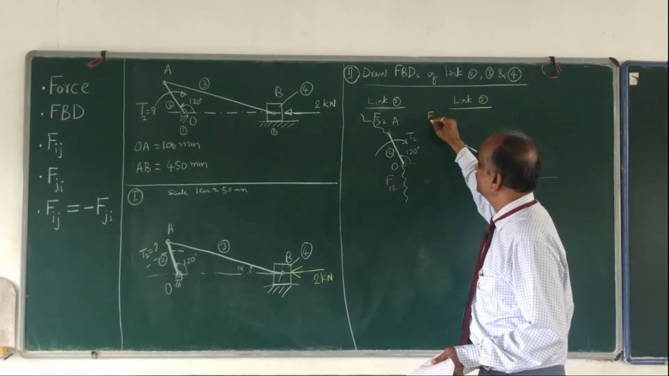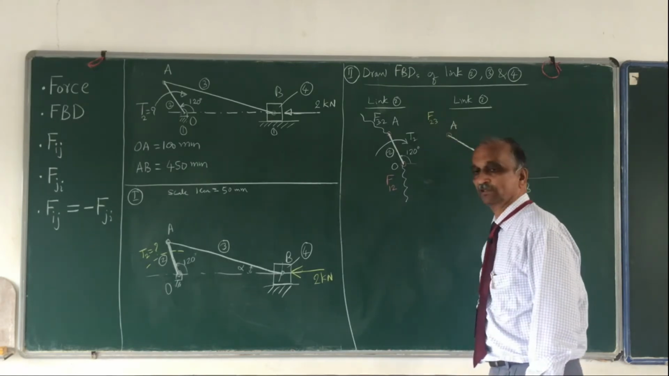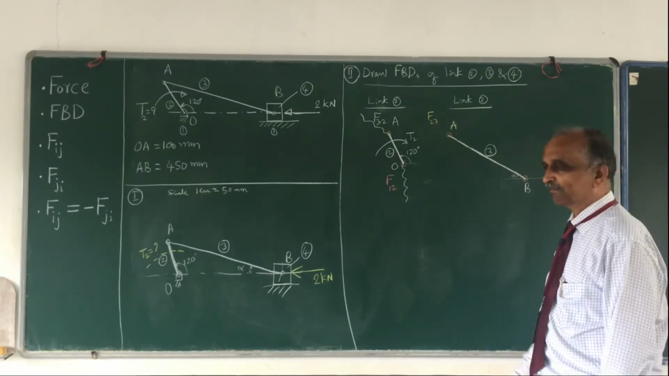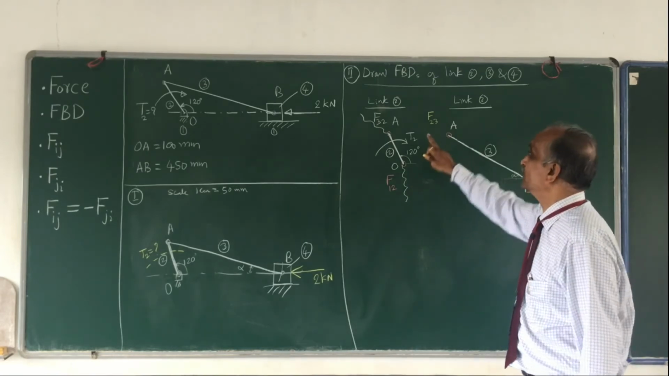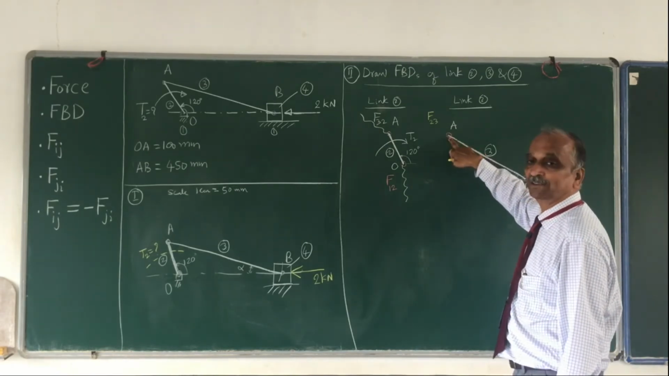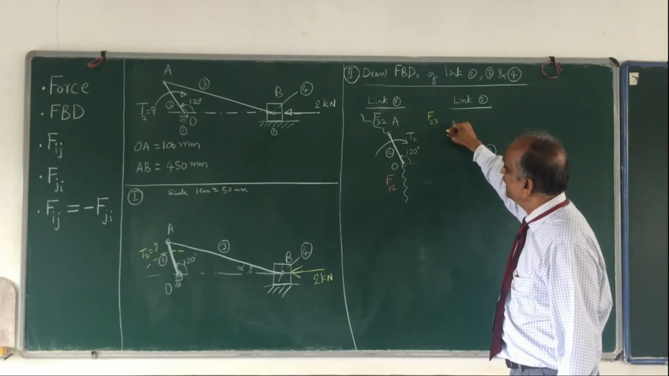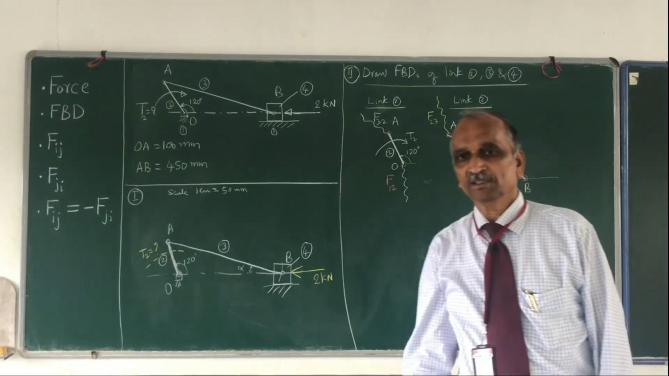Effect from 2 acting on 3. This is a force whose magnitude is not known, whose direction is not known, and whose line of action is not known. But the only thing I know is it passes through point A. So start from point A and indicate a zigzag line like this.